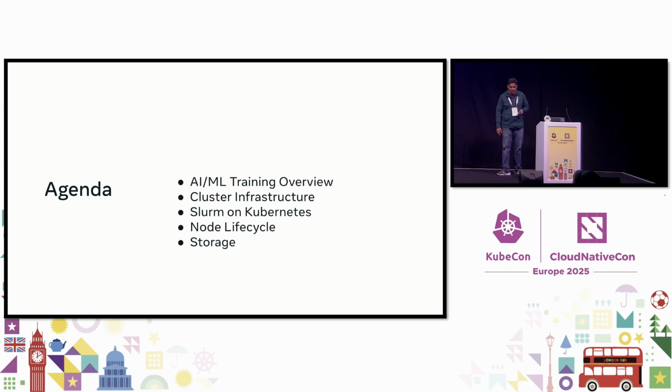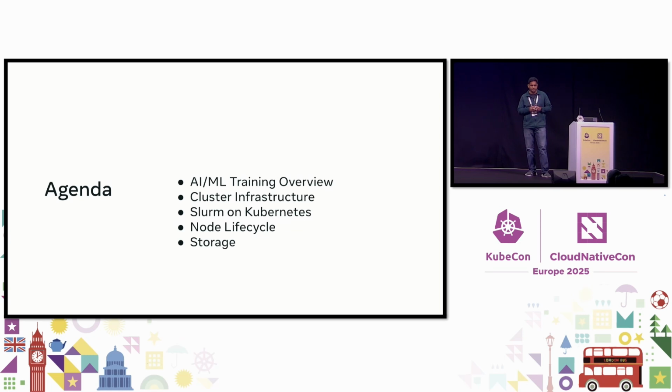So today we'll go over an overview of AI ML training, how it looks, what the infrastructure requirements are for running AI HPC workloads, running Slurm on Kubernetes, node lifecycle management, and some of the storage aspects of the cluster.